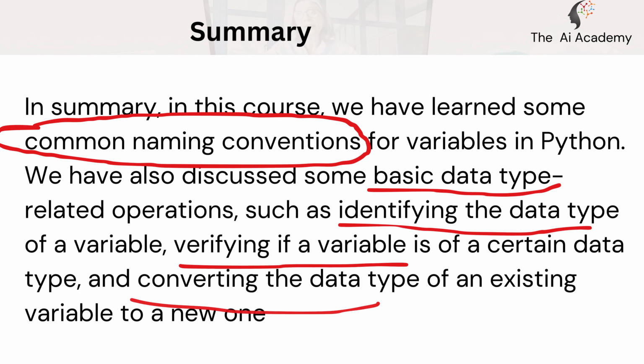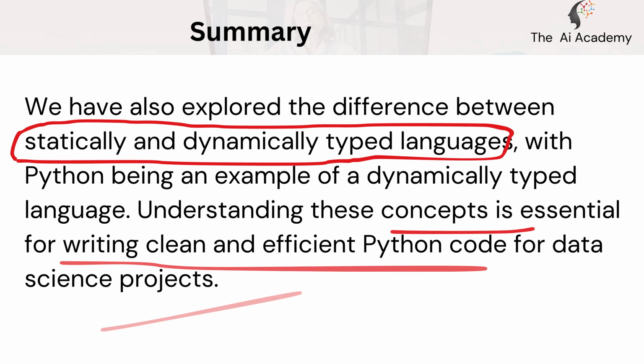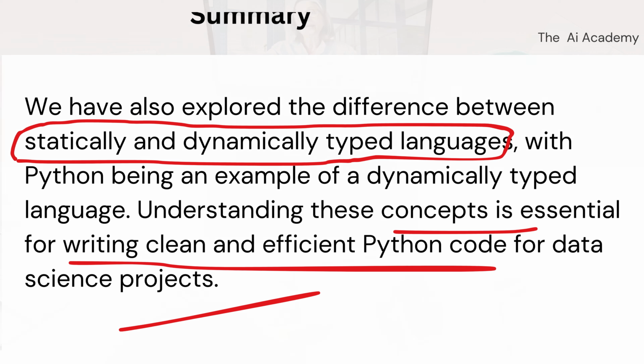In summary, in this course, we have learned some common naming conventions for variables in Python. We have also discussed some basic data type-related operations, such as identifying the data type of a variable, verifying if a variable is of a certain data type, and converting the data type of an existing variable to a new one. We have also explored the difference between statically and dynamically typed languages, with Python being an example of a dynamically typed language. Understanding these concepts is essential for writing clean and efficient Python code for data science projects.